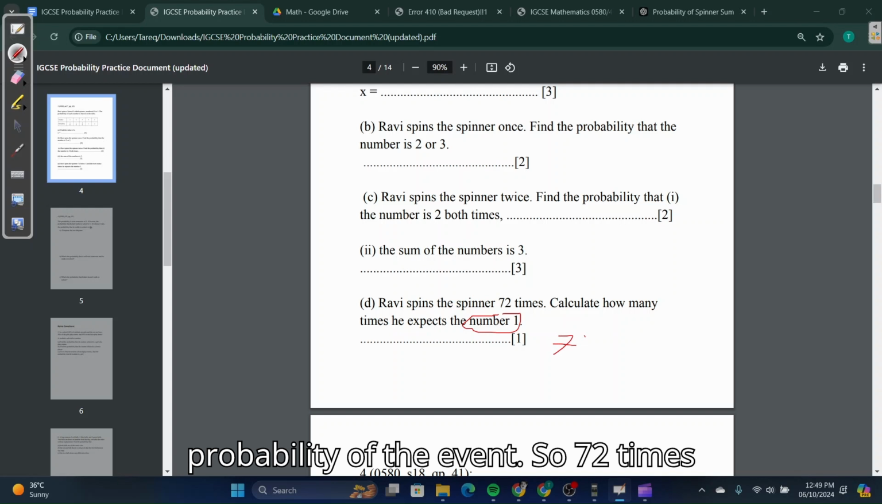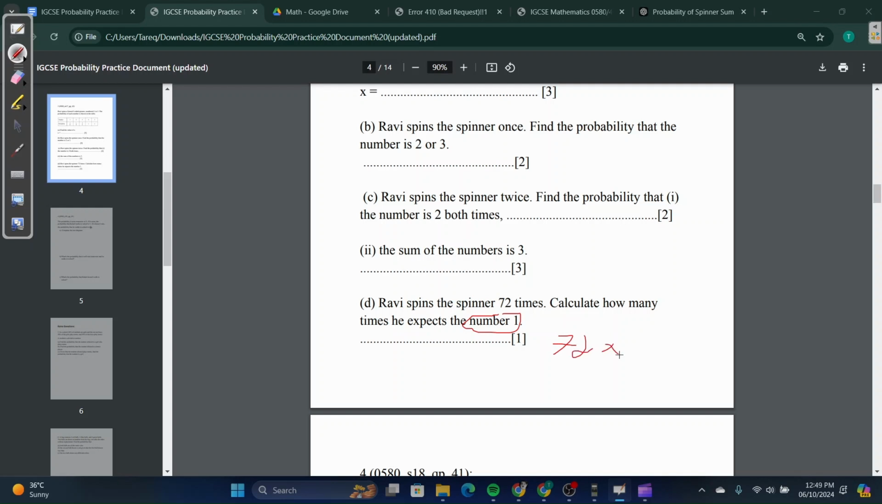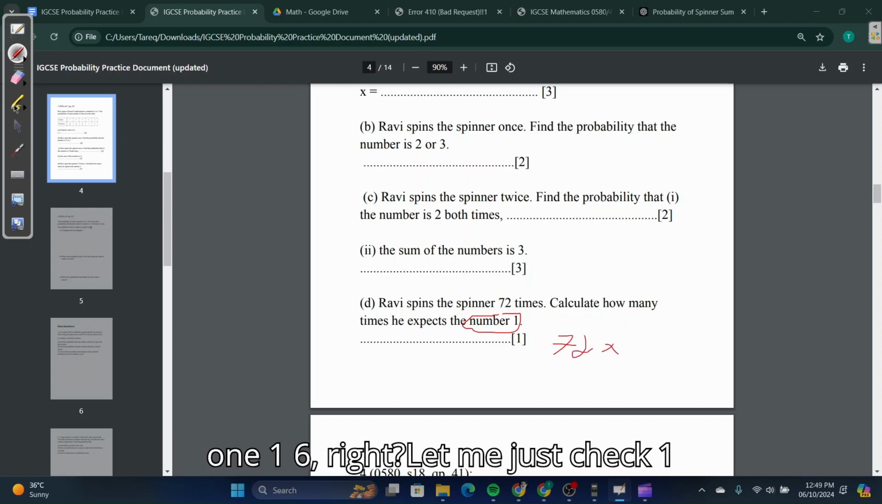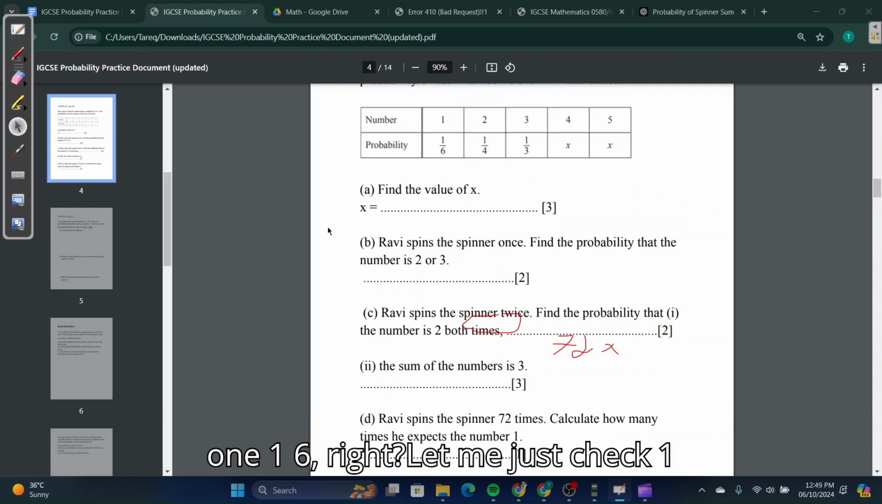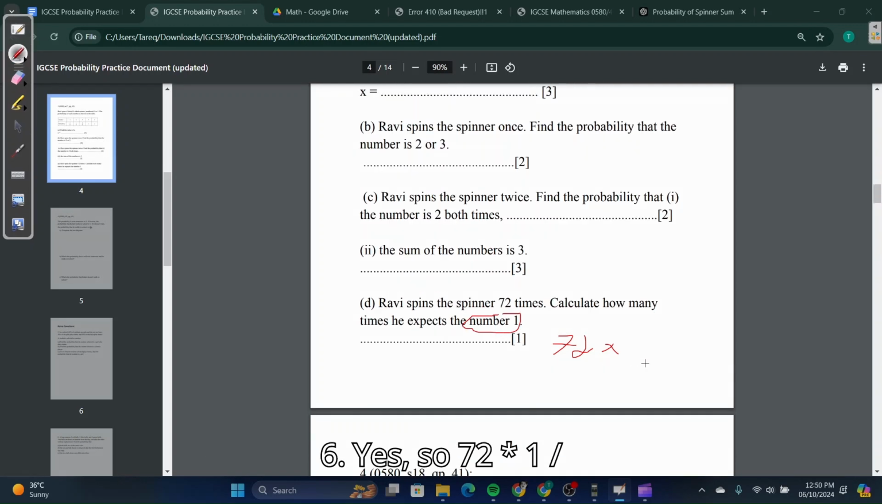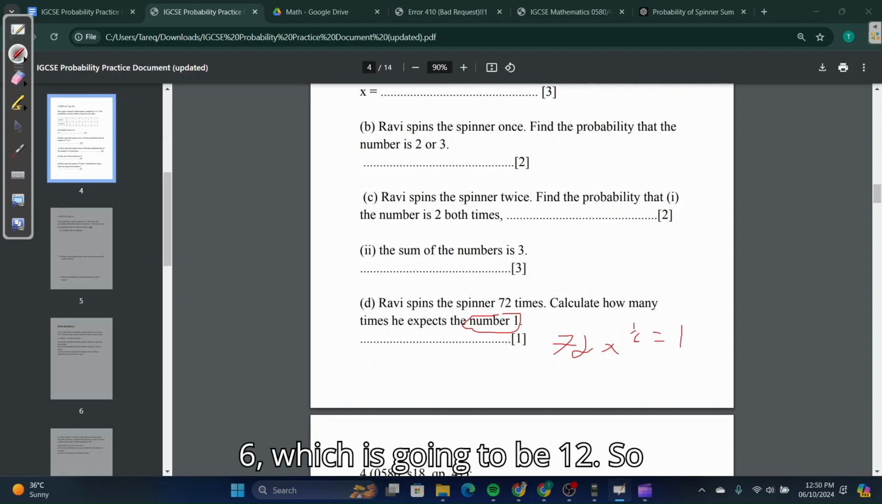So 72 times. What was our probability for 1? 1 over 6, right? Let me just check. 1 over 6, yes. So 72 times 1 over 6, which is going to be 72 over 6, which is going to be 12. So 12 is our answer. Now, question 4.